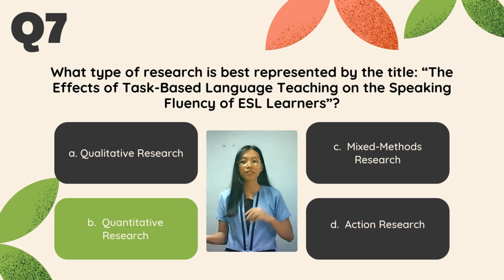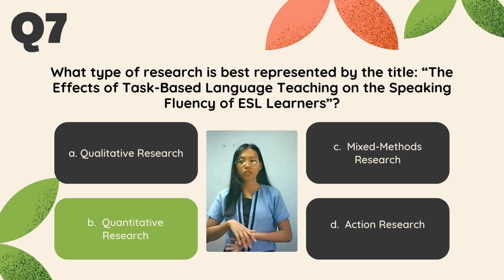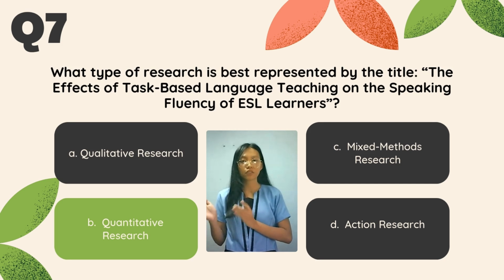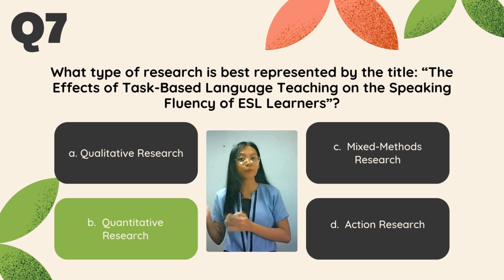So the use of the phrase effect strongly implies a cause and effect investigation, which is a hallmark of quantitative research, which involves the process of pre-test, post-test, and statistical analysis. So letter A, which is the qualitative research, is wrong because qualitative research focuses more on exploring the experiences, perception, and of course, it does not measure the effects.